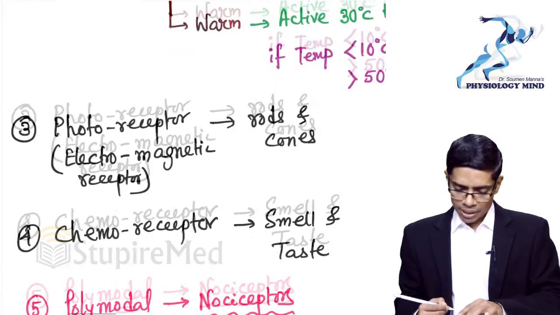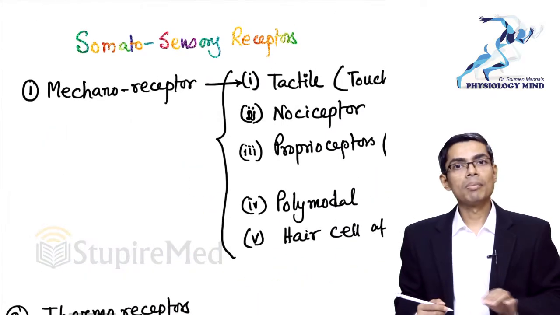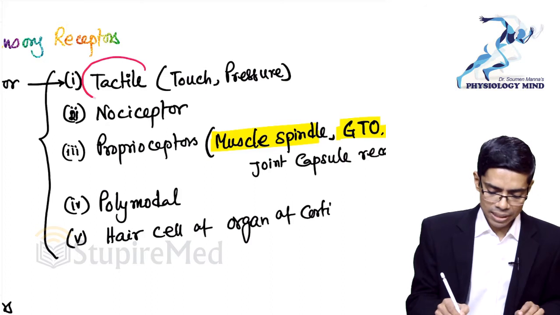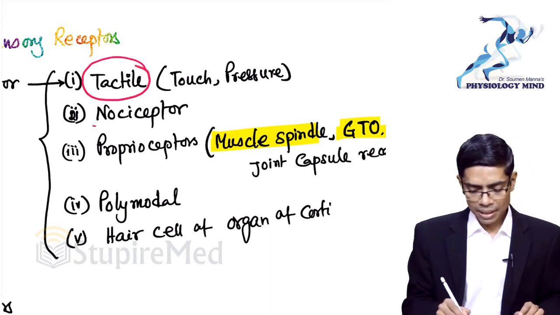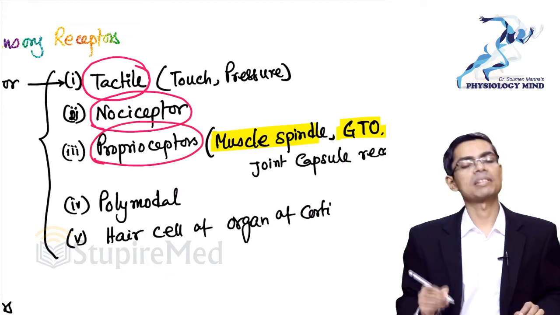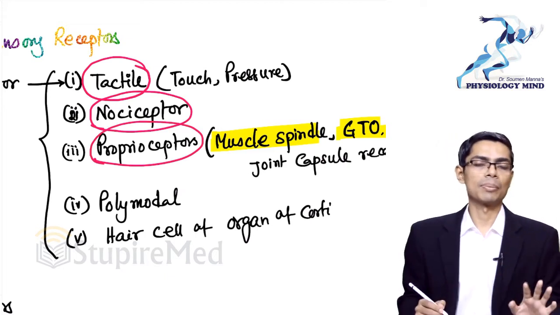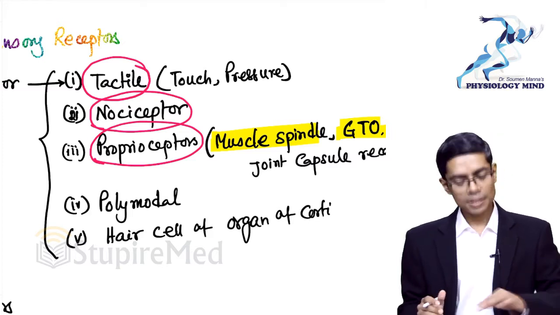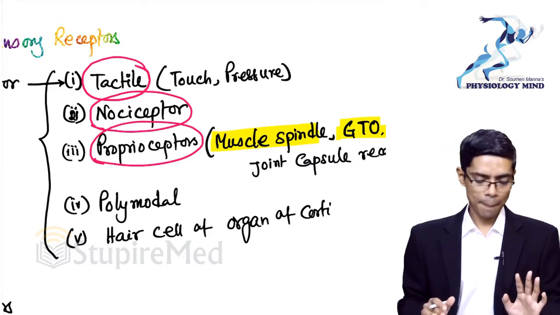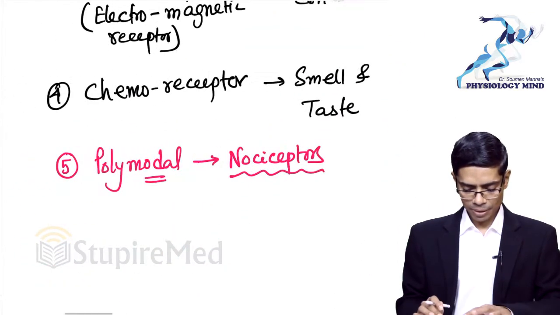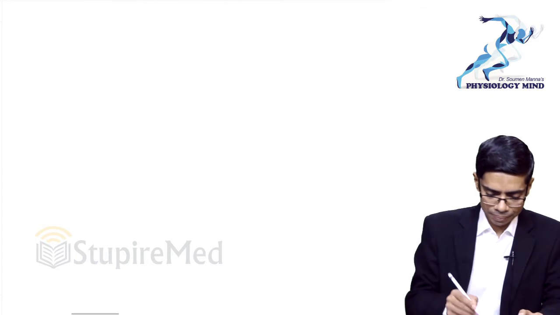Now after this classification, what is our job? Our job is to read in detail about the tactile receptor, the nociceptor, and the proprioceptor. These 3 receptors we have to read in detail. Maximum questions in sensory physiology come from these only. So we are starting from the tactile receptor first.